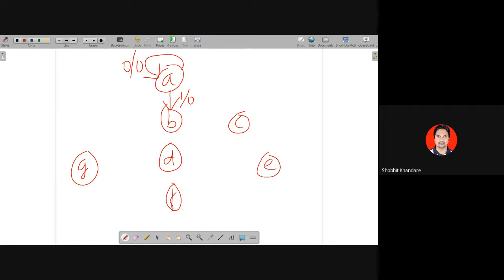That's done for A. Try to understand. If I have to go from state A to another state, you have two options: when your input is 0 and when your input is 1. So both the options I have drawn. State A is done. Come to state B. I am in state B.